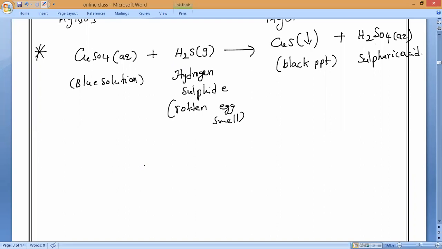Next reaction. Lead nitrate formula. Anybody? Lead nitrate formula.